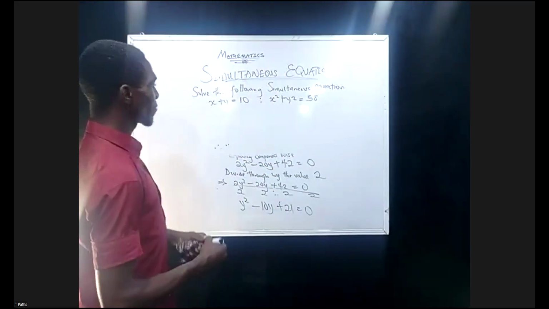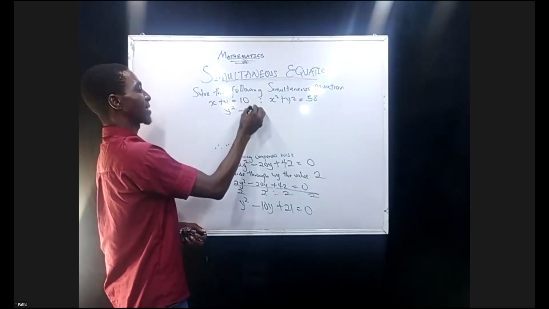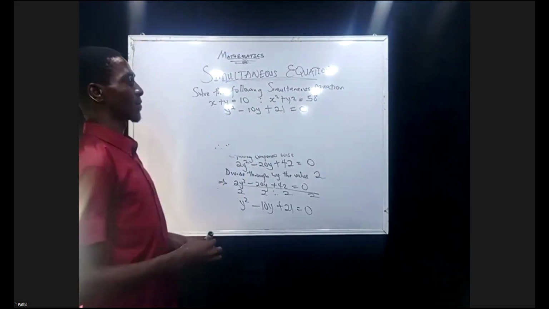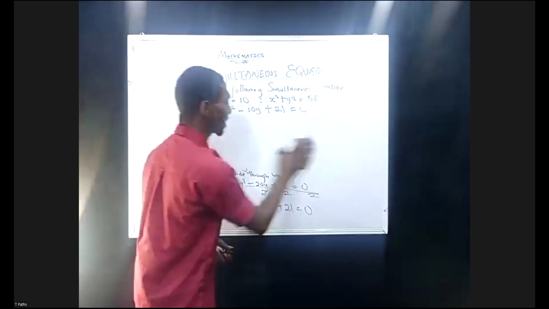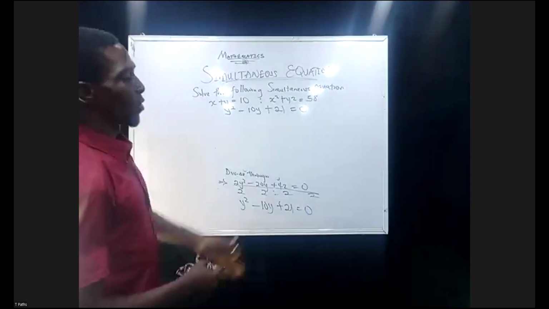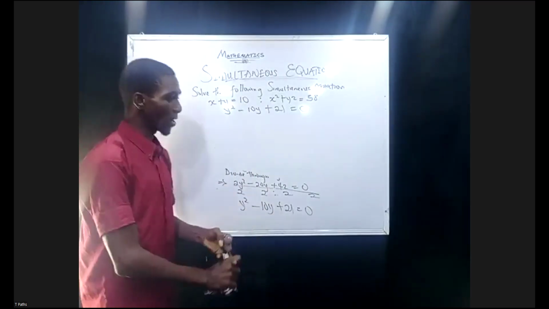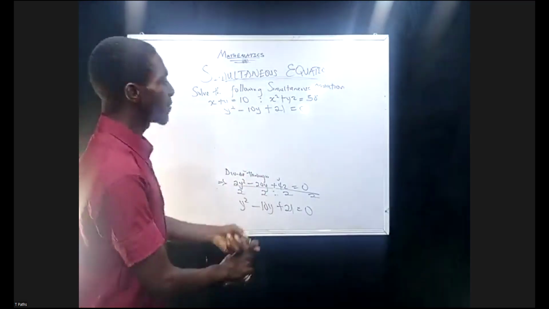Now, bringing my equation back up here: y squared minus 10y plus 21 equals 0. Are we good to go? Now we introduce methods in quadratic equations. We have 3 methods of solving a quadratic equation: the factorization method, the completing the square method, and the formula method.